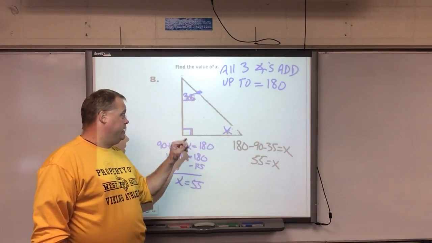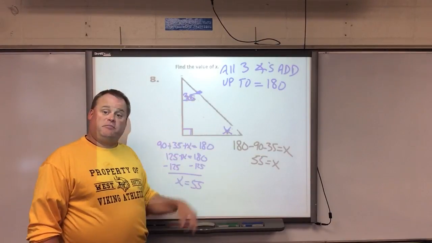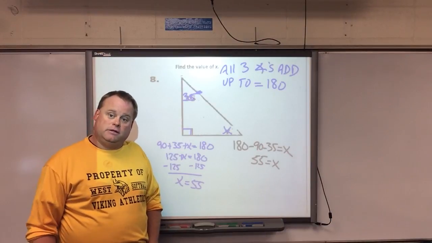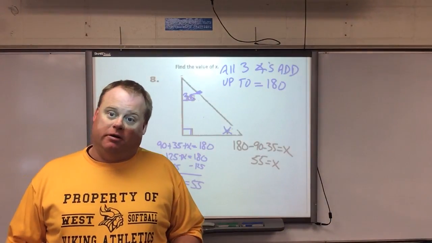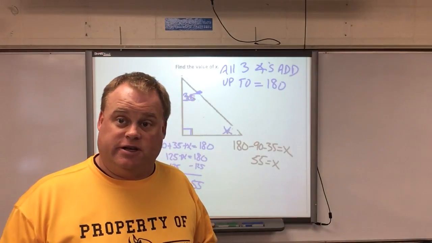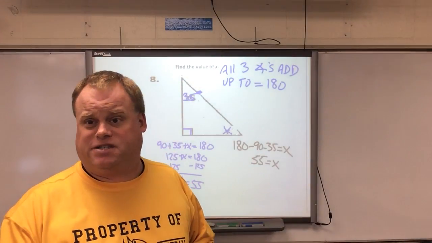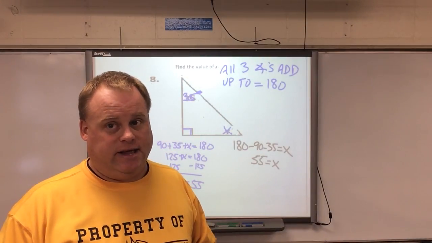Okay, so if you can see it, you don't have to set it up algebraically. You could literally go 180 minus 90 minus 35, give me x. 55. That would work, okay? Just remember, when we start getting multiple variables in there, or 2x's and 4x's, or x plus 10 and all that, it doesn't work as easy that way. All right.